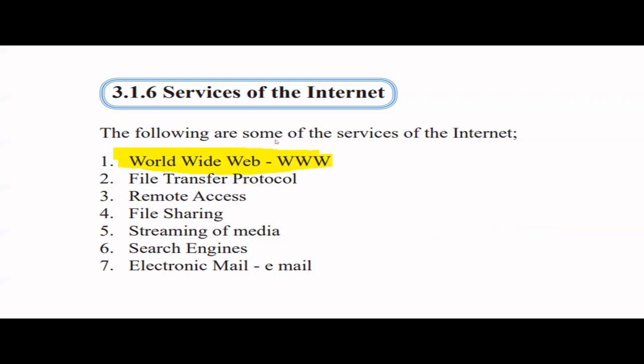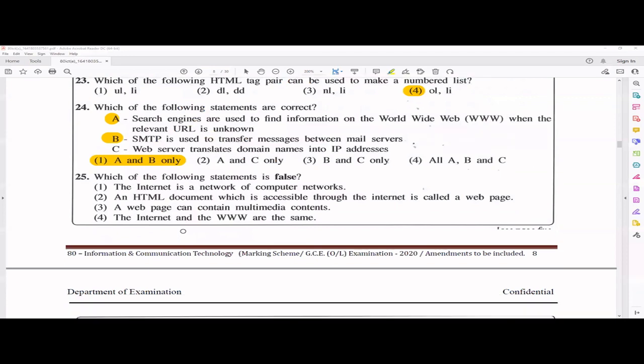So, okay, we'll go back to the questions. Which of the statements is false? The internet is a network of computer networks. Yes, it's the largest network available in the world. And so we want to find the false one.